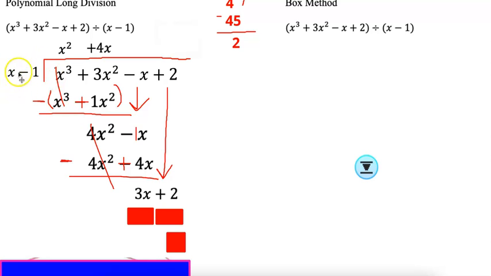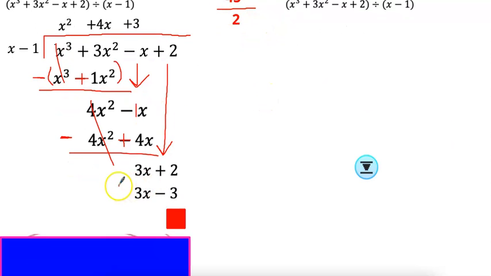We ask ourselves, x times what will give you a 3x, which is a positive 3. So then I take this number, multiply it to give me these two terms. 3 times x is 3x. 3 times negative 1 is negative 3. And then what do we do with these two? We're going to subtract them. Now remember, minusing a negative, that will turn into a plus. So 3 minus 3 will cancel, and then 2 plus 3 is 5.